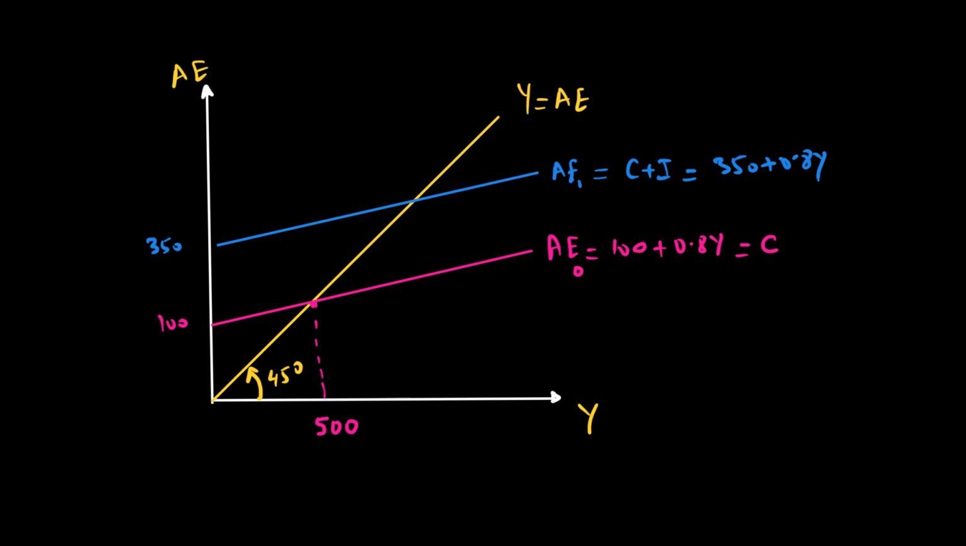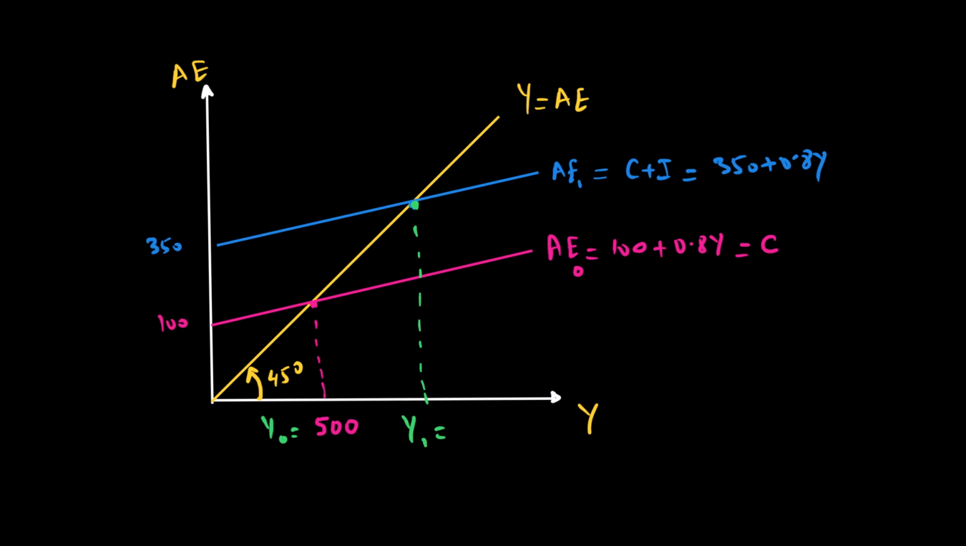So now my new equilibrium will happen somewhere here. I'm going to bring in a different color. AE is equal to C plus I. Previously it was 500, and now we need to find this new level of income.